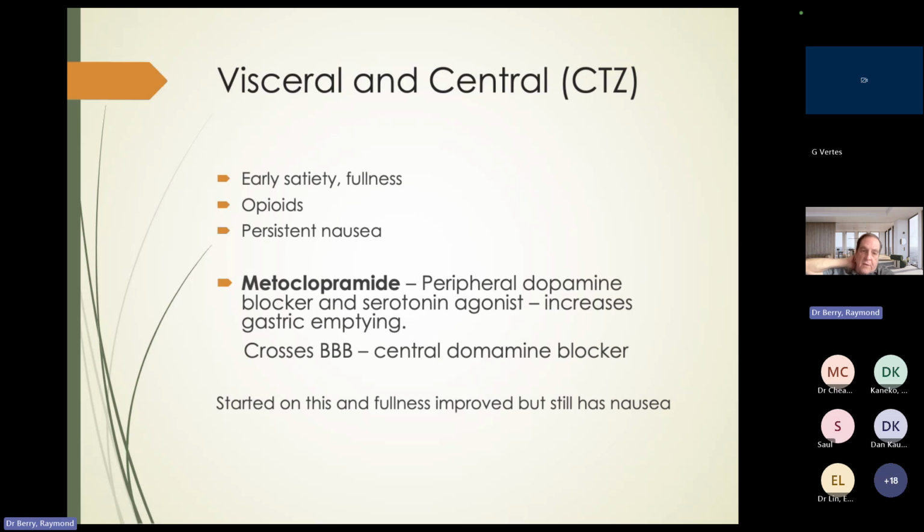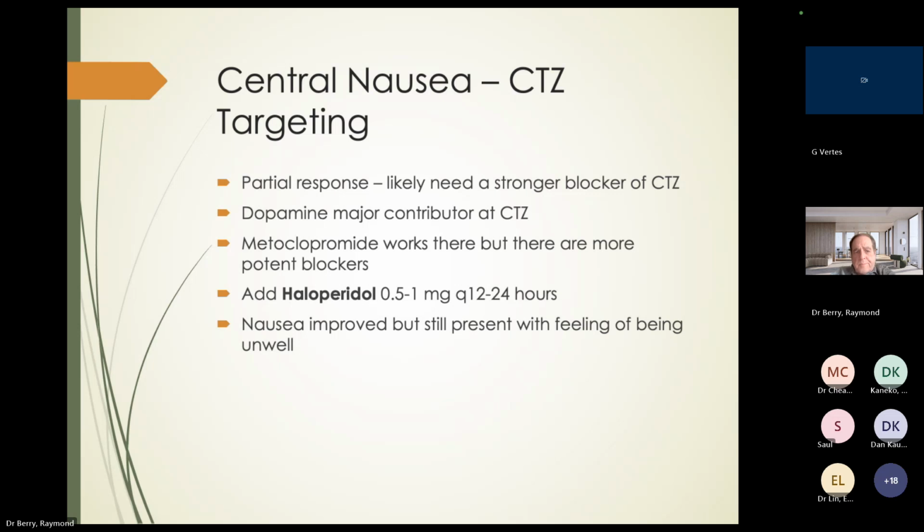And here, just to show you where metoclopramide fits, since there's also a component of decreased gastric motility, metoclopramide is a good choice. It increases gastric emptying, it crosses the blood-brain barrier, so it's a central dopamine blocker. In this case, we started with this, and it's often the place we start. He felt that the fullness and his early satiety improved, but he still had nausea. Why is this? Metoclopramide is just not as strong a central dopamine blocker as some of the other medications that we talked about. So we want to use a more potent dopamine blocker.